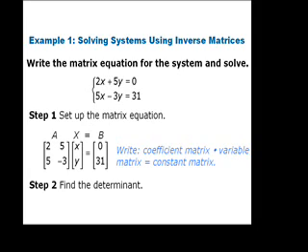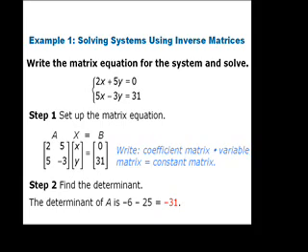So we're going to find the determinant, so that way we can find the inverse of A. So let's find the determinant. So the determinant of A is the difference of the cross products, right? So 2 times negative 3 is negative 6 minus 5 times 5, which is 25. So our determinant is negative 31.